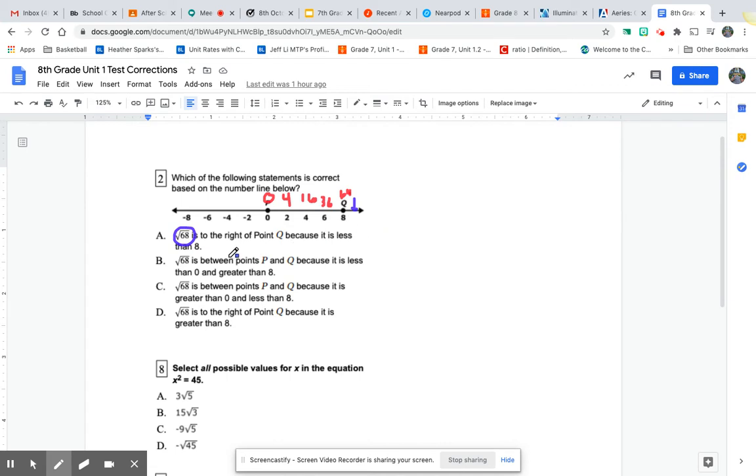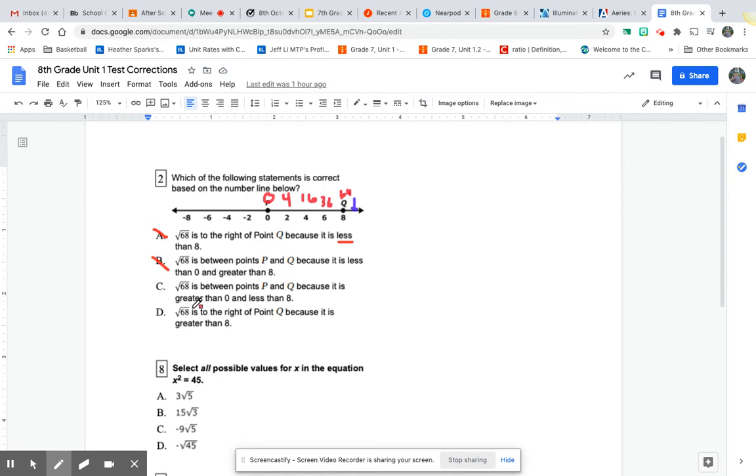So when I look at the options, the first says this number is to the right of point Q because it is less than 8. Well, that's not true, because anything to the right is not going to be less. So that's not a correct answer. The next says that the square root of 68 is between P and Q because it is less than 0 and greater than 8. Why would anything that's between here be less than 0?